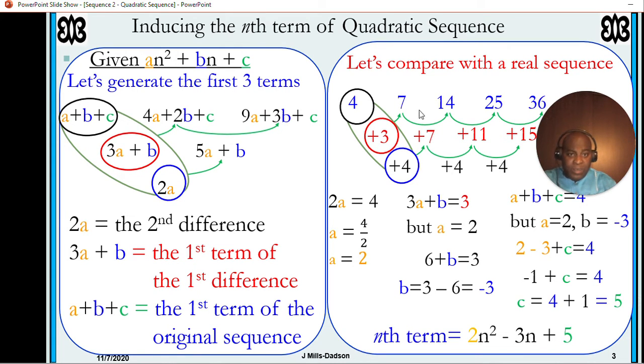Let's work out 7. 7 is the second position. So n is equal to 2. 2 squared is 4. 4 times 2 is 8. 3 times 2 is 6. 8 minus 6 is 2. 2 plus 5, 7. It works.